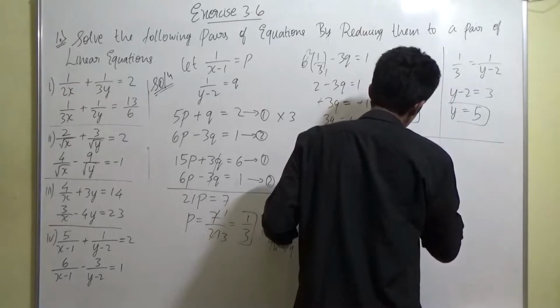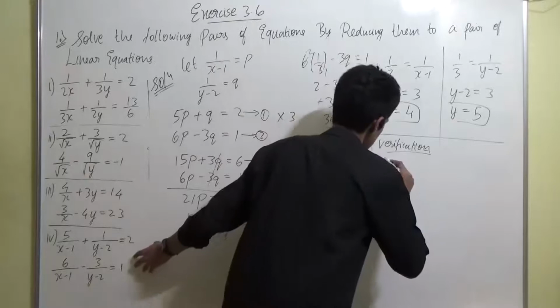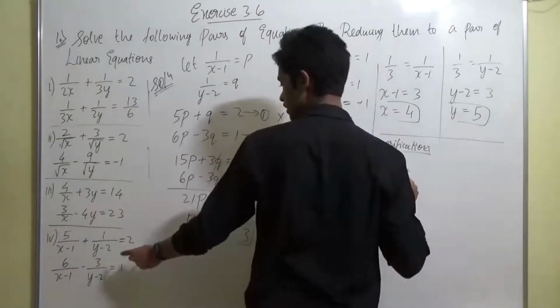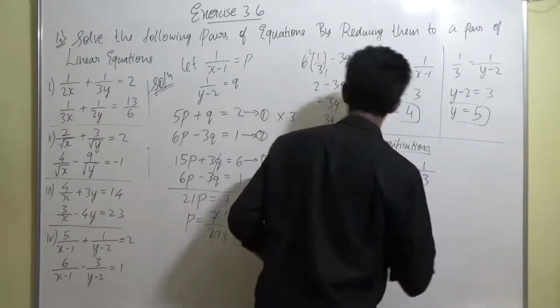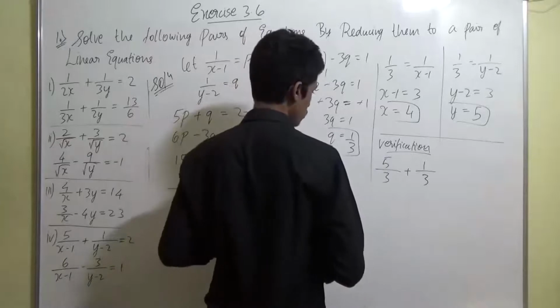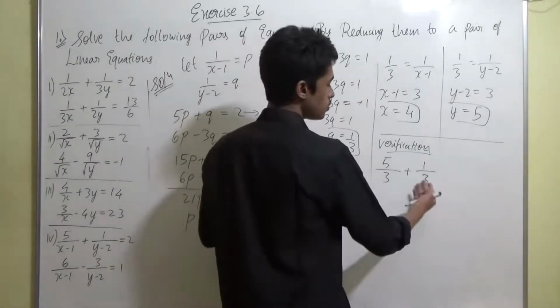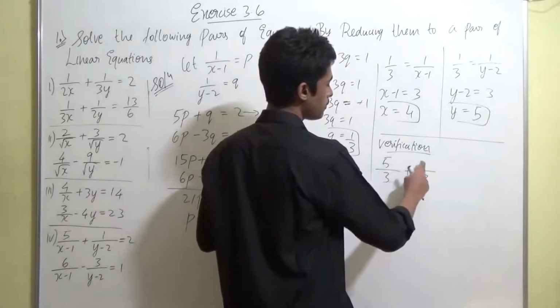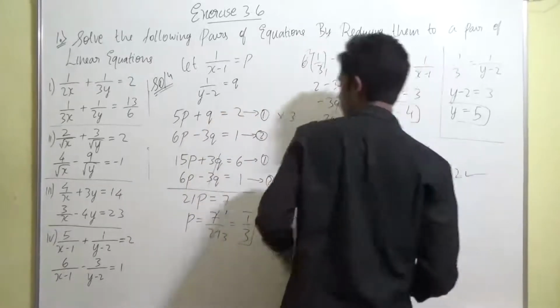In verification, you'll put the values of x and y back into the main equations, that is these two equations. So it becomes 5 by x minus 1, which is 4 minus 1 is 3, plus 1 by y minus 2. Y is 5, so 5 minus 2 is 3 again. We should see if it is equal to 2. If you see here, 3 is the same, right? So there's no need to take LCM. We'll get a common denominator of 3. We have to just add up the numerator. 5 plus 1 becomes equal to 6. 6 by 3 becomes equal to 2. Hence, verified for the first equation.